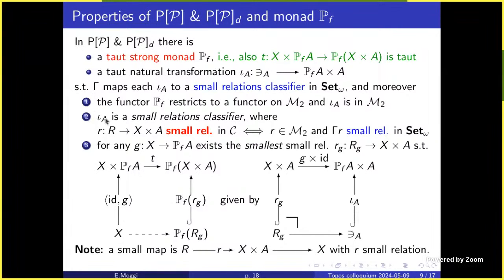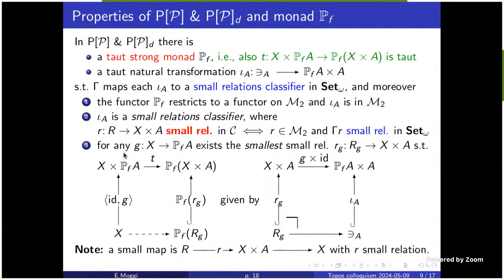And the other important thing is that this natural transformation is a small relation classifier for small relations in C. It's not just that, we have some other important property that captures the notion of support introduced by Bernays in the category of sets.